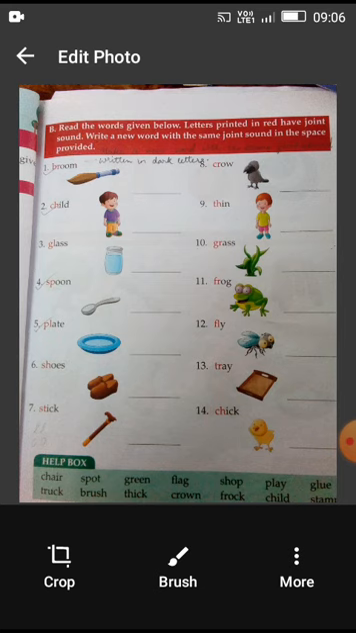On this page, you can see the picture, and according to the picture, the name is given. And the words are in joint letters. You can see here. Number 1, BR joint letters, and the picture given is broom. BROOM, broom. Number 2, CHILD, child, CH joint letters.